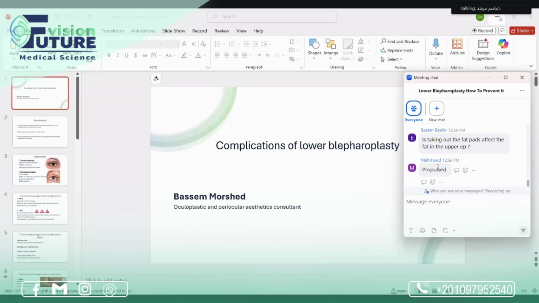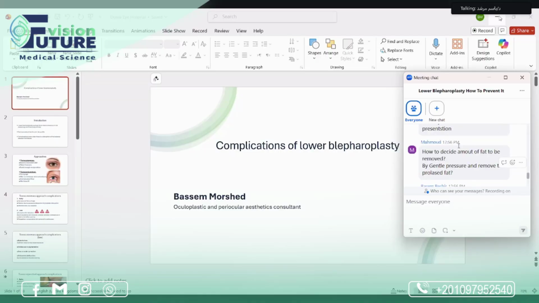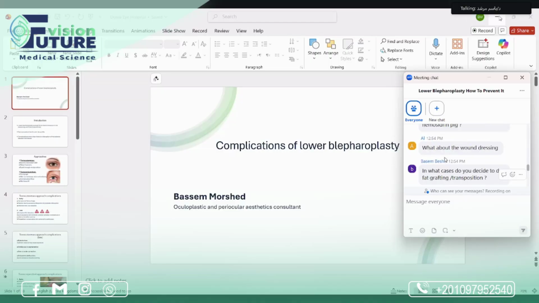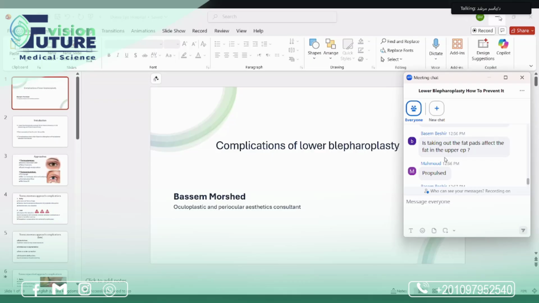How to decide the amount of fat to be removed? This, I would say, needs a bit of experience, so that with time you will know the amount of tissue. But one tip I would always give is that it's much better to be undercorrected than overcorrected. It's always easier to correct something small than having something major to correct. So if you're in doubt, always be on the side of undercorrection.